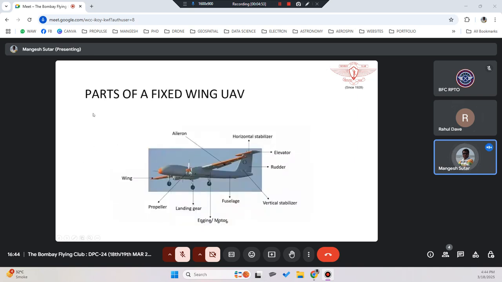So if you see the parts of the fixed wing, it is similar to an aeroplane. So you will have a wing with the ailerons.